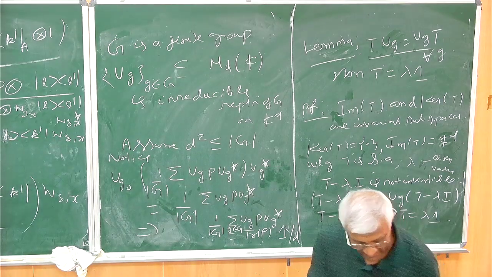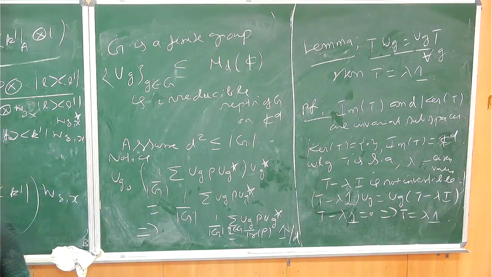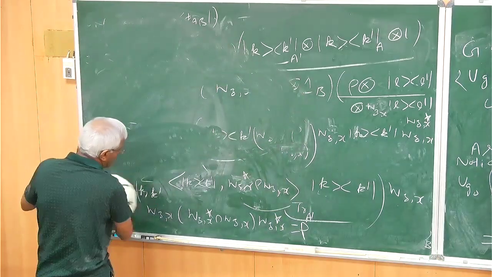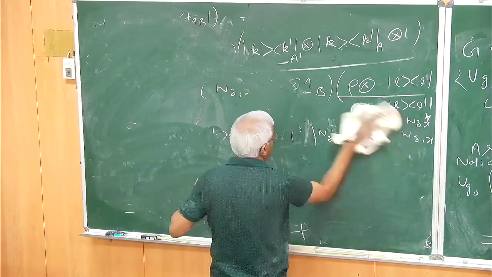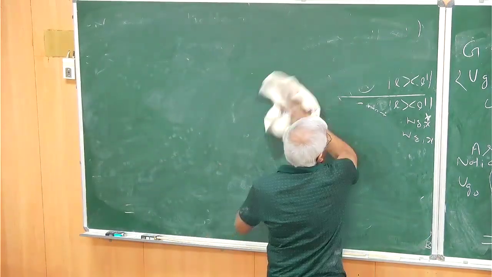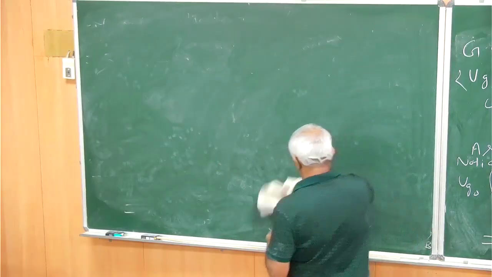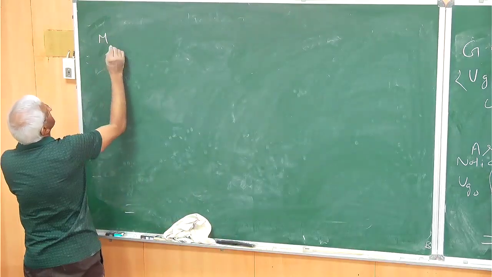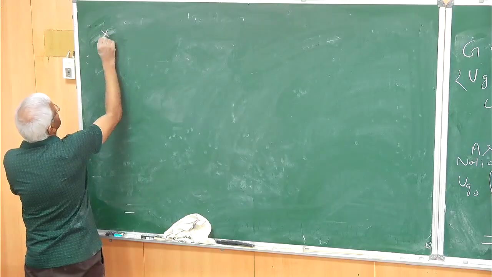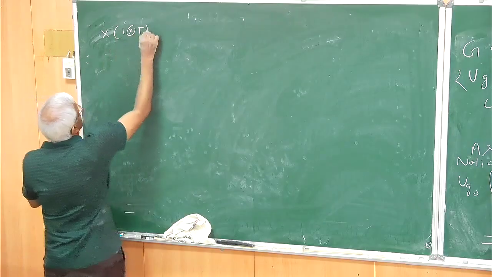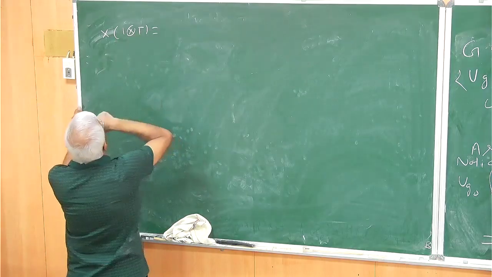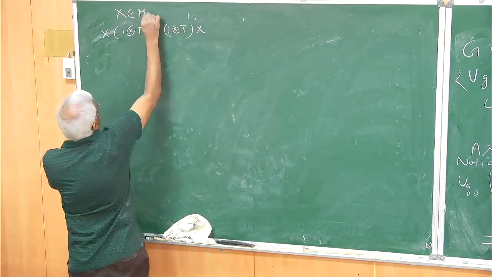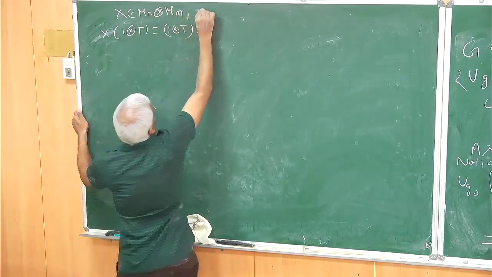I don't know whether when we started I said this. Maybe I can orally give a proof of this. This is a general thing. If you have X in M_n tensor M_m, and X commutes with 1 tensor T for all T in M_m, then X looks like S tensor 1.